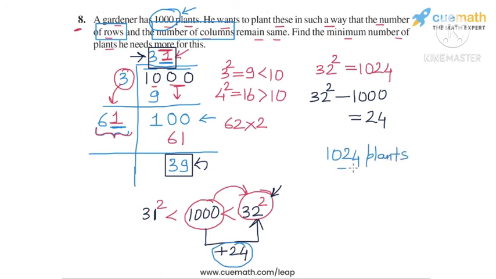And because 1024 is a perfect square, it is the perfect square of 32, he can now plant all these plants in a square formation in which the number of rows as well as the number of columns is 32. Okay, so the answer for question 8 is that the minimum number of plants he needs more is 24. This is the answer for question number 8.